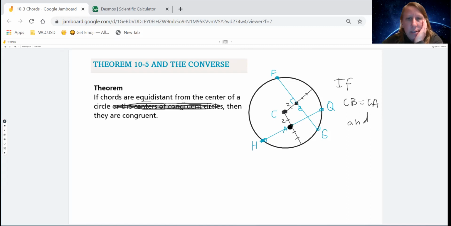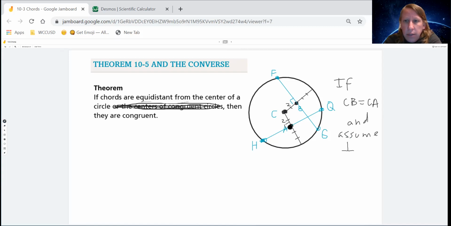If chords are equidistant from the center, you have to know that they mean perpendicular, and assume perpendicular, because the way we measure distance is the perpendicular distance. If you have a line and a point, and I want to say how far away that point is from that line, you need to measure it at a right angle. Otherwise, you could get an infinite number of answers. Okay, so I'll just leave that there.